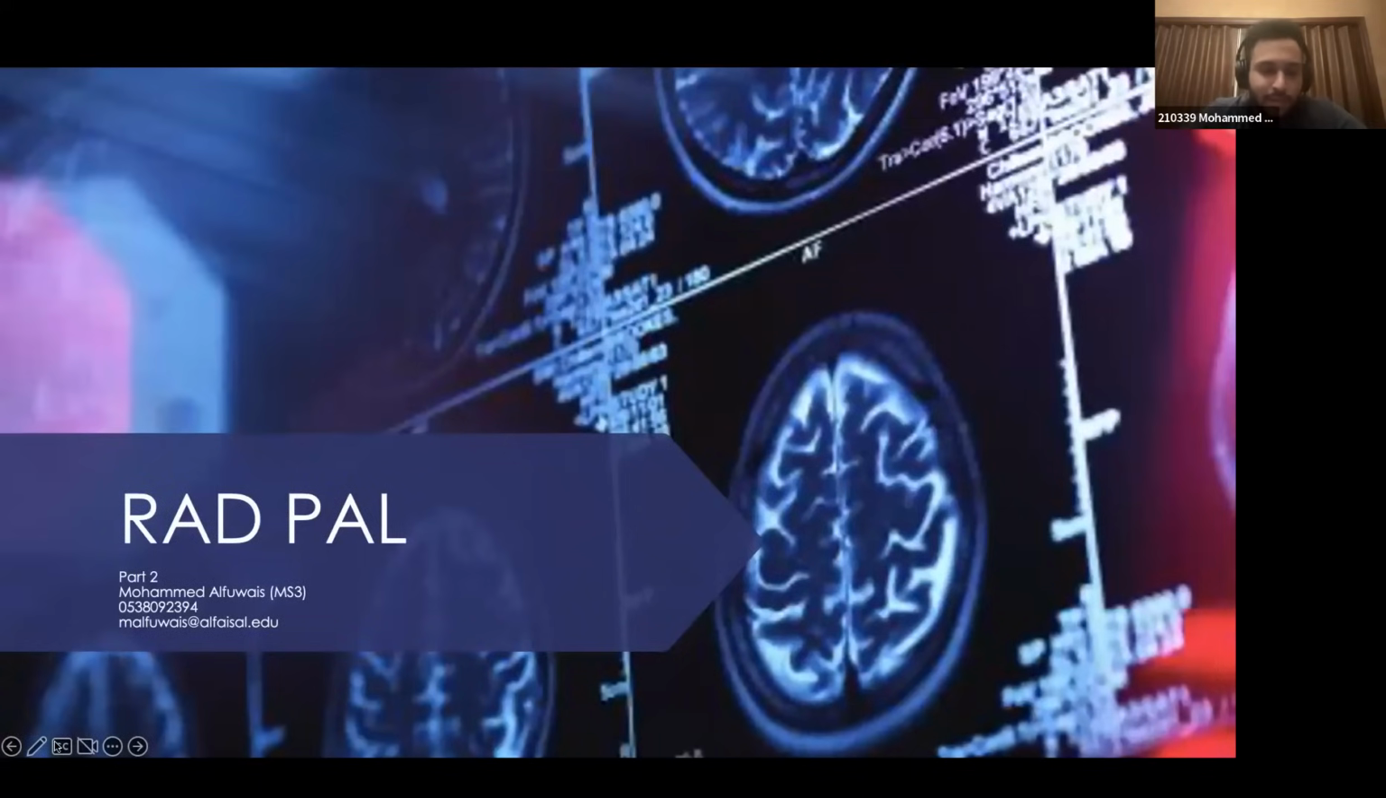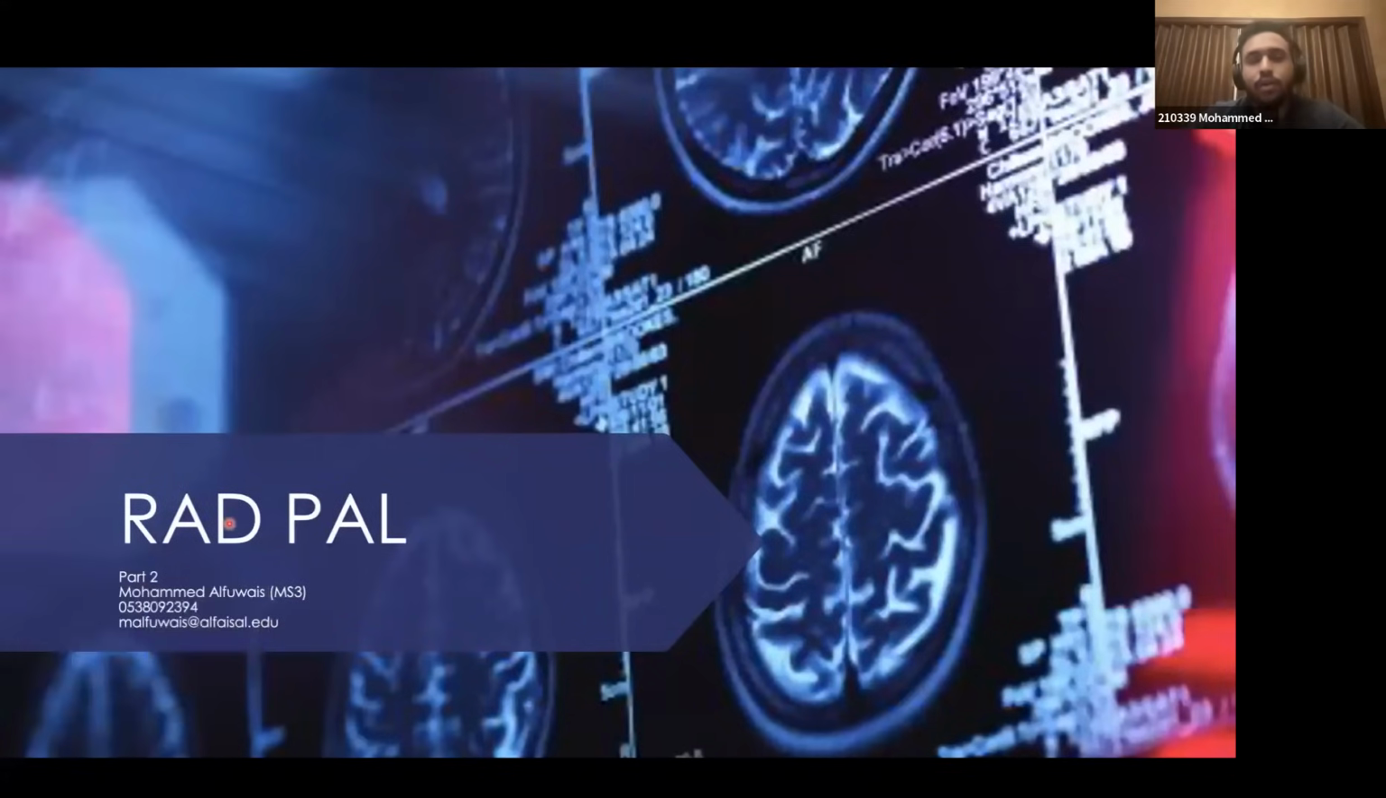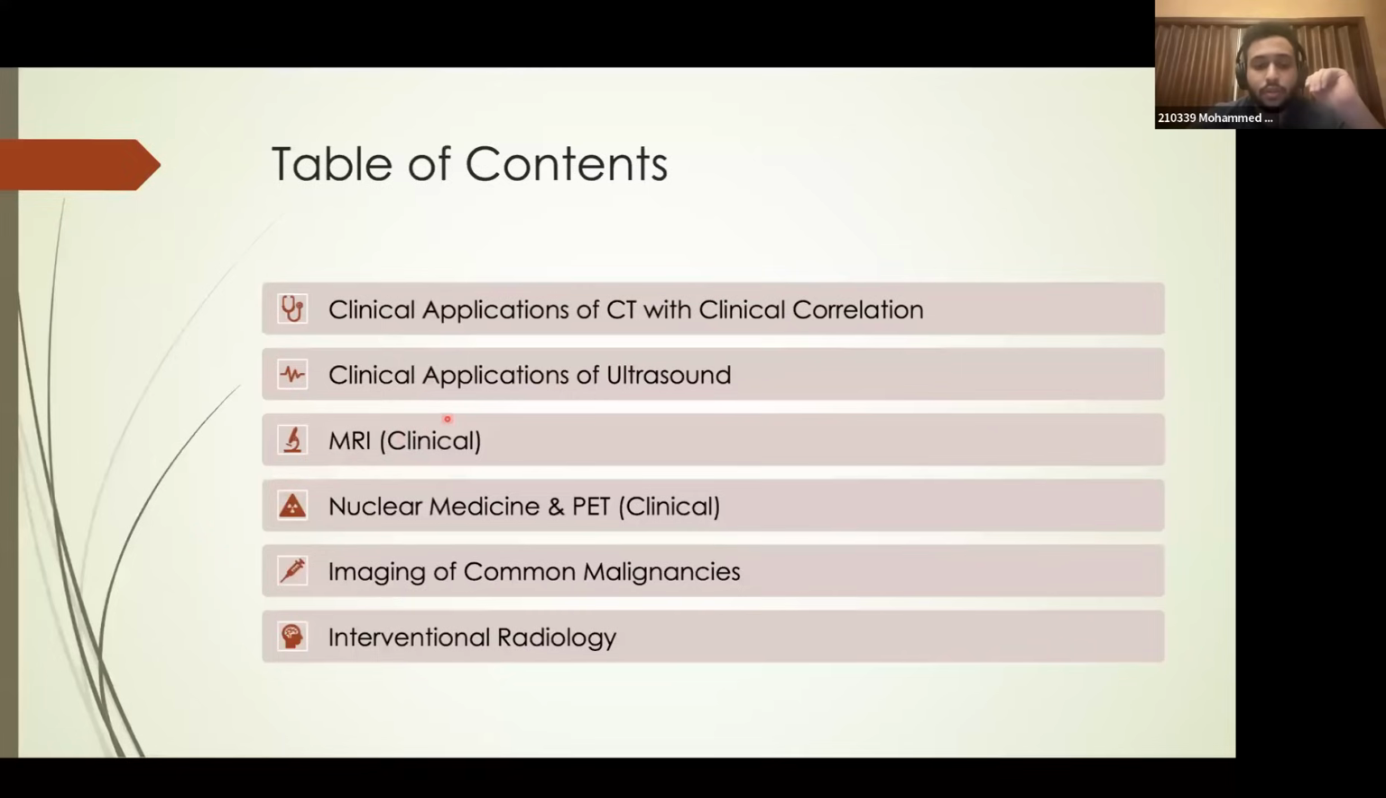Now, me and Tariq basically separated them into halves. He covered a lot of pre-midterm yesterday, and he also covered a lot of the basics of post-midterm. For example, he covered the MRI basics, the physics behind MRI, and nuclear medicine. So today I'll be explaining all the clinical aspects of radiology. This is the majority of post-midterm. I'll be going over 6 lectures, inshallah.